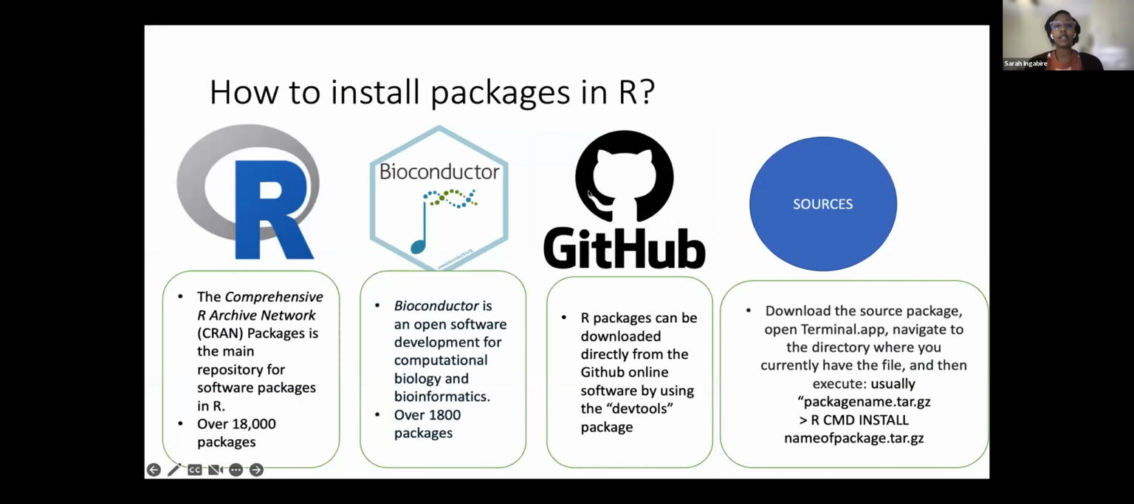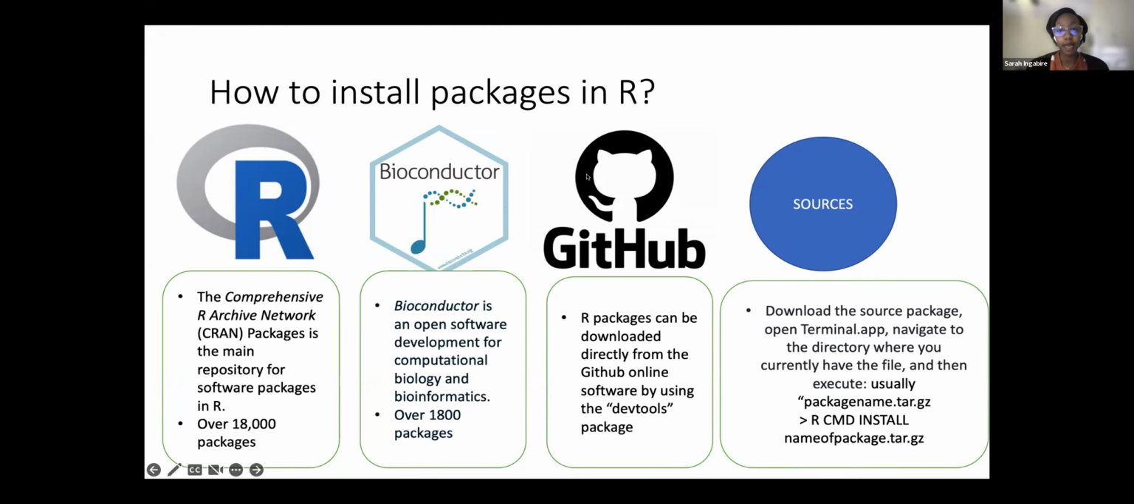Okay, so now let's talk about how to install packages in R. There are various ways of installing packages in R. You can use CRAN, the Comprehensive R Archive Network. This is the main repository for software packages, and it holds over 18,000 packages. Or you can install them using Bioconductor. Bioconductor is most commonly used in computational biology and bioinformatics, and it holds over 1,800 packages.